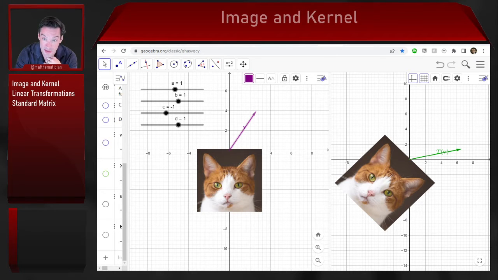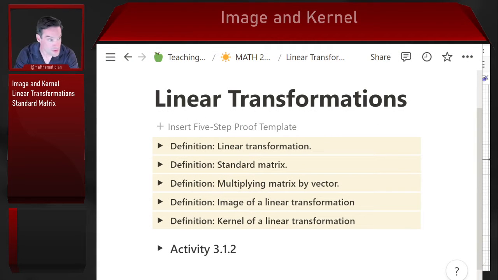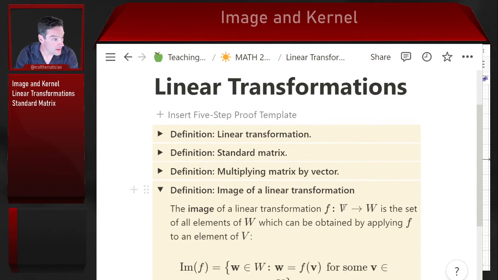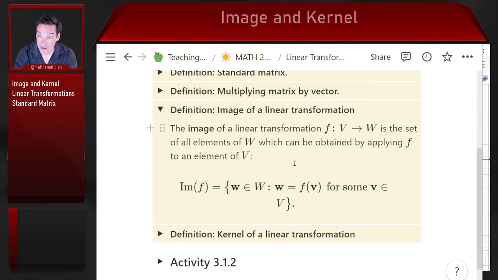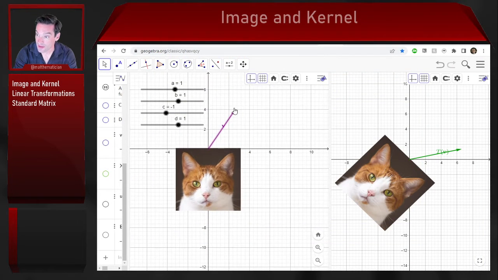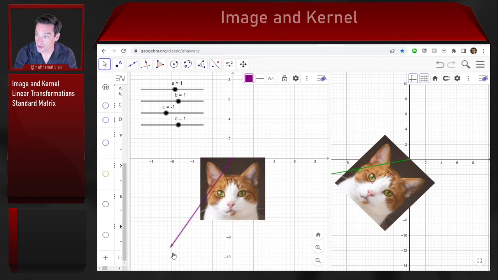And so speaking in notation, as mathematicians so often like to do, the image of a linear transformation is the set of all elements of the codomain which can be obtained by applying f to an element of the domain. So it's all the w's in the codomain space W, such that w is equal to f of some v from my domain. For this particular linear transformation with the cat face, that image looks like it is the entirety of the xy plane, because there's no green vector that I can't get as the image of some purple vector.